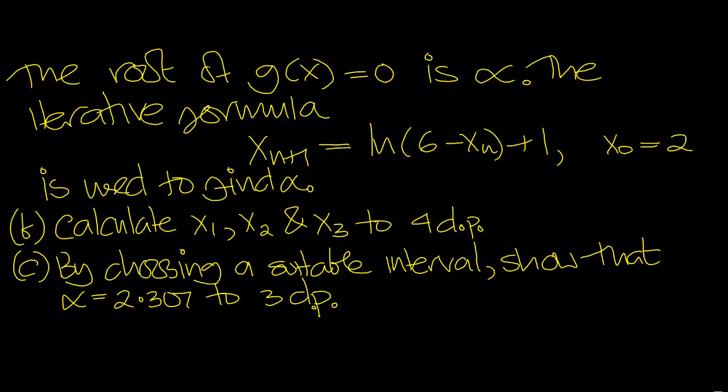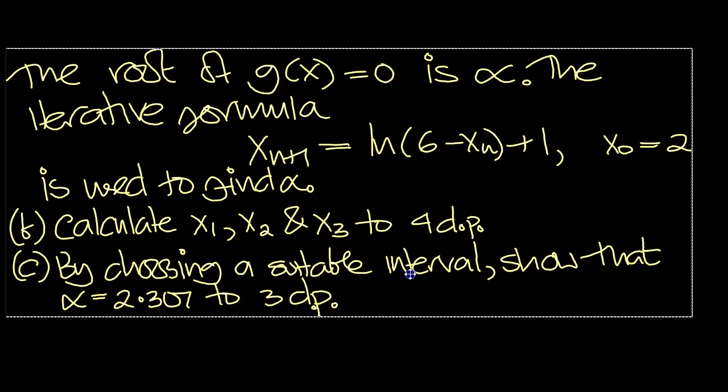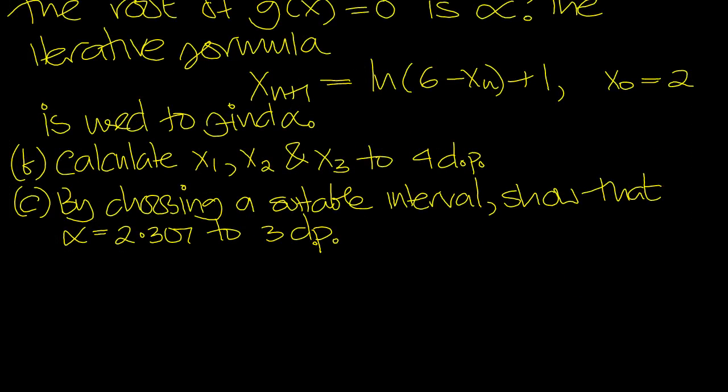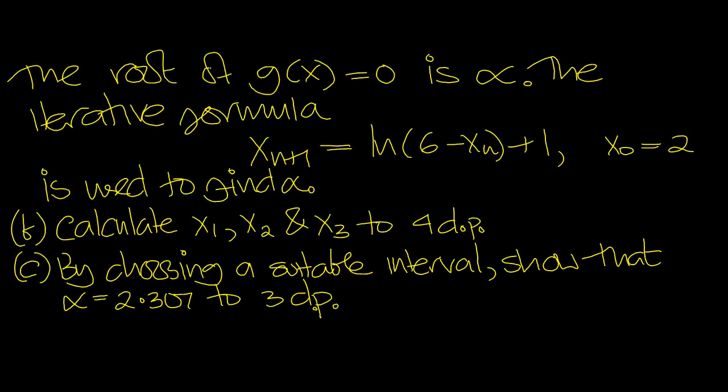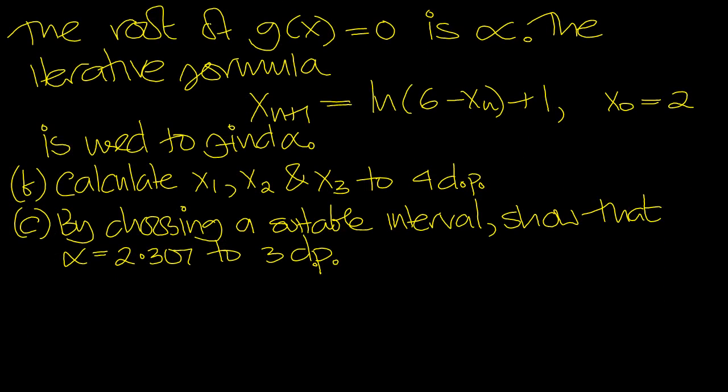Now let's look at the rest of it now. So we'll move this up just slightly. And now, there we go. So the root of g of x equals 0 is alpha. The iterative formula here is used to find alpha. Calculate x1, x2, x3 to 4 dp. So here, part B.